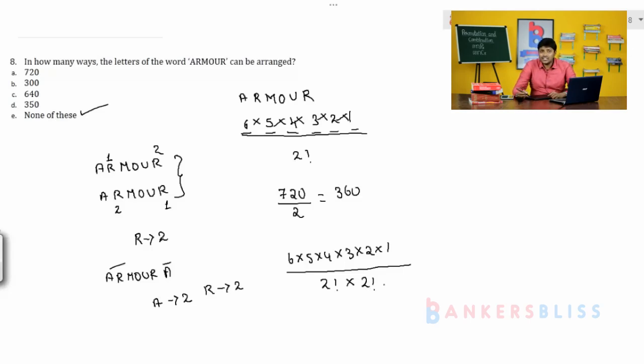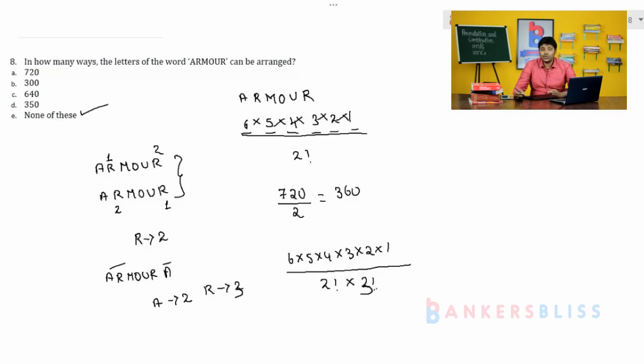So how many letters are repeated? 2 letters are repeated, each 2 times. So divided by 2 factorial, 2 factorial. If R is repeated thrice, then it becomes 3 factorial. Very simple. A twice, so divided by 2 factorial. R thrice, so divided by 3 factorial. Okay, so this is the actual procedure.